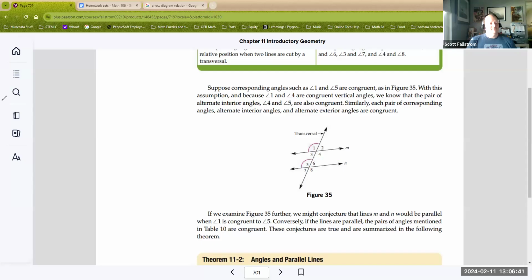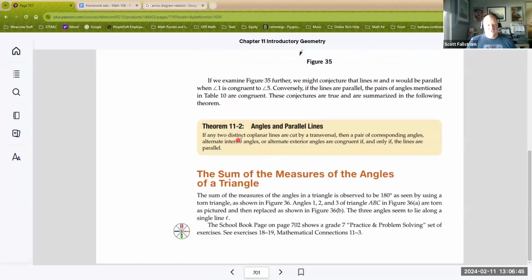All right, so let's take a look at their definition here. If any two distinct coplanar lines are cut by a transversal, then a pair of corresponding angles, alternate interior or alternate exterior angles, are congruent. And here comes the fun part, if and only if. So again, we used that language back in chapter 2. There's a reason why. If and only if the lines are parallel.